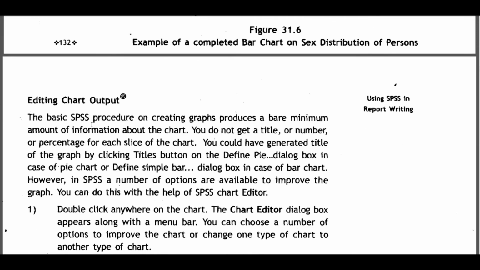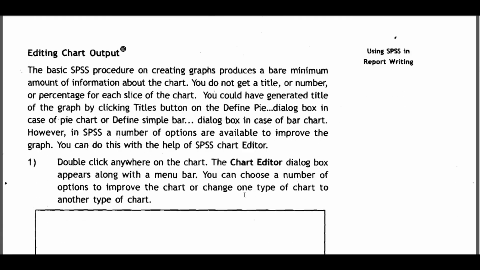Editing chart output. The basic SPSS procedure for creating graphs produces a bare minimum amount of information about the chart. You do not get a title or the number or percentage of each slice of the chart. You can generate a title for the graph by clicking the titles button on the define pie dialog box in the case of a pie chart, or the define simple bar dialog box in the case of a bar chart. However, in SPSS a number of options are available to improve the graph. You can do this with the help of the SPSS chart editor.